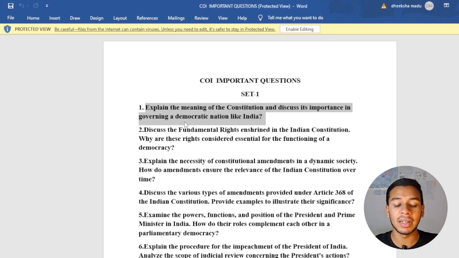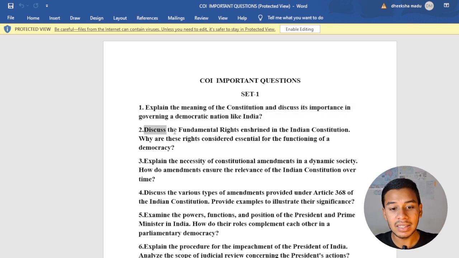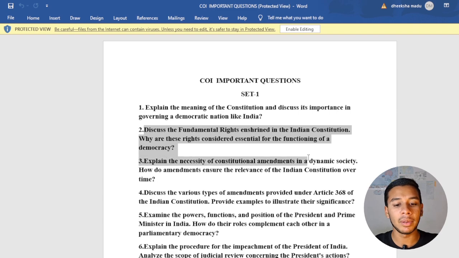The first question, explain the meaning of constitution. You can write what constitution is, and it's all about rules and regulations that we need to follow. Then important points, like we have discussed 5 to 6 different points, the rule of law and fair elections, all this stuff you can write. The second one: discuss the fundamental rights enshrined in the Indian constitution. Why are these rights considered essential for the functioning of a democracy?